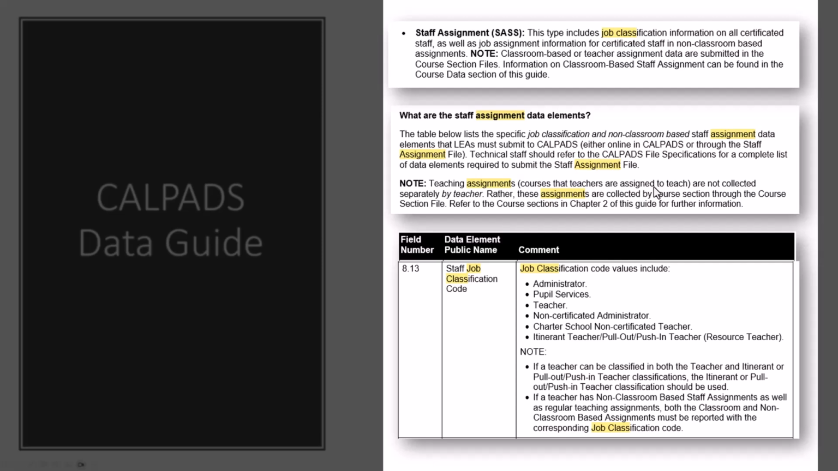So again, the expectation is that the teacher you're reporting has a course record. And that's true of a teacher on leave. This is their job. This is what should be evaluated by assignment monitoring, that course record. And then this is an excerpt of the CFS, again still in the data guide. It tells you your job classification codes, and it tells you teacher, charter school non-certificated teacher, itinerant teacher, so your resource teacher. These are the 3 teaching assignments.